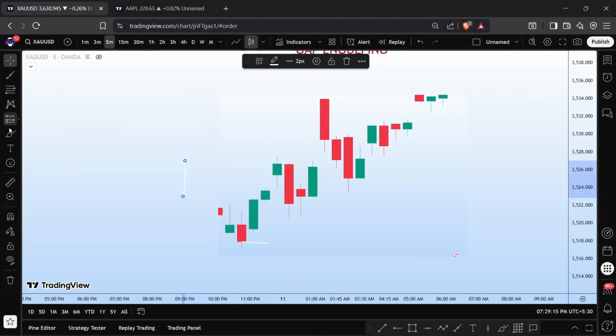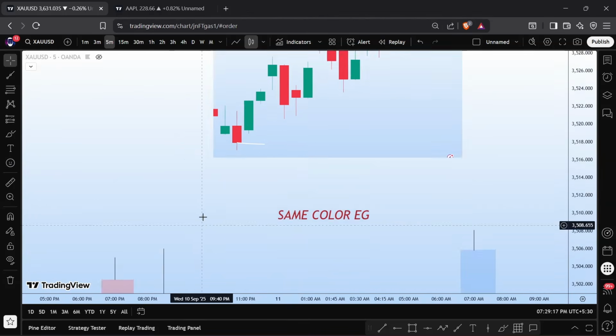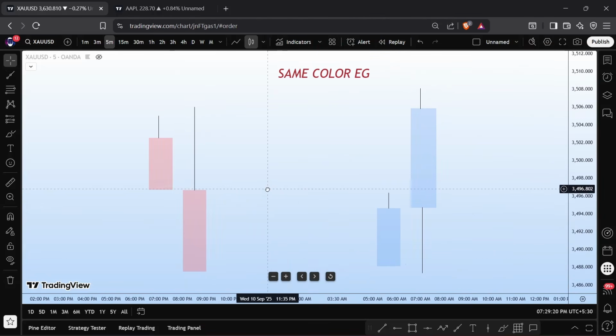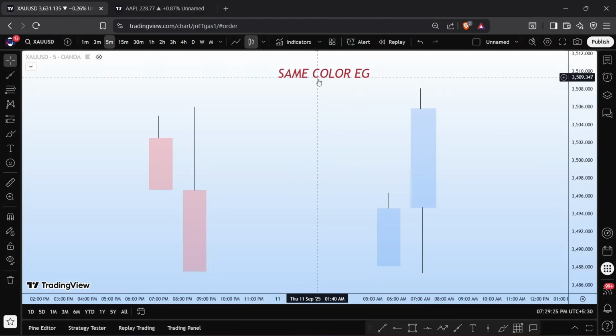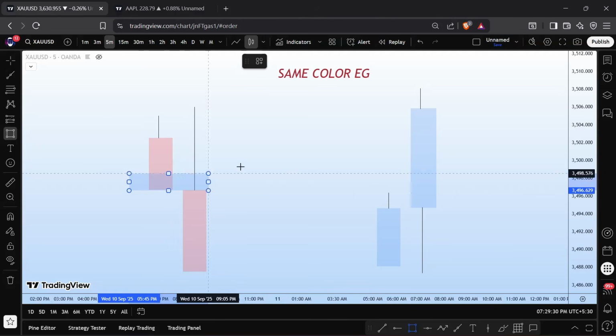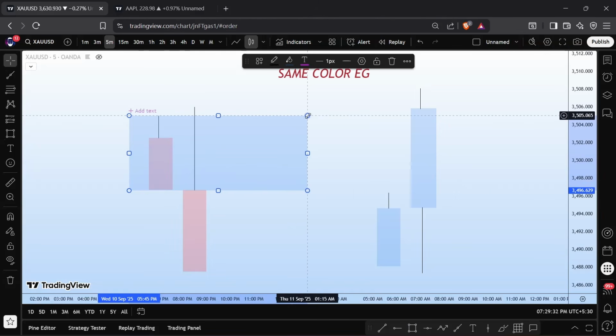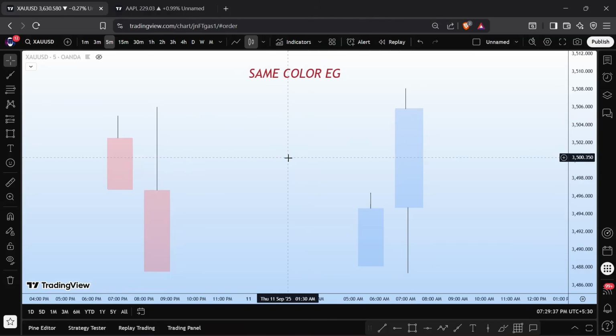So going back to the topic again, now there is a same color engulfing pattern. You can either call it a same color engulfing pattern, or some traders may call it dominant areas as well. It is up to you, but the logic or understanding is similar. Okay, what is the logic?